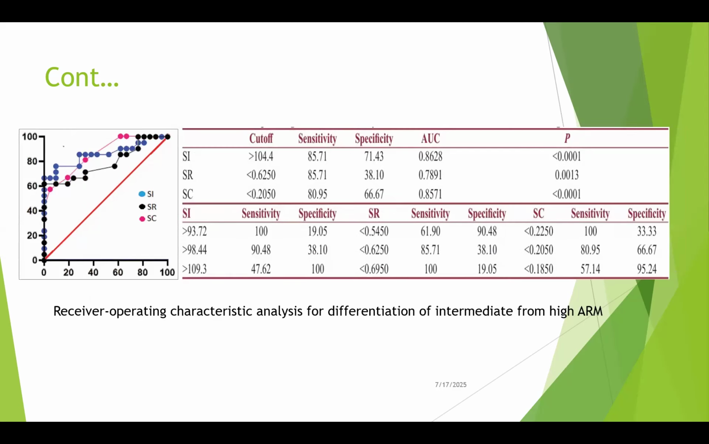This is the ROC curve analysis for differentiation of intermediate from high ARM. The area under the curve was greatest for sacral index with a value of 0.8628, followed by the area under the curve of sacral curvature with a value of 0.8571, followed by the area under the curve for sacral ratio with a value of 0.7891.